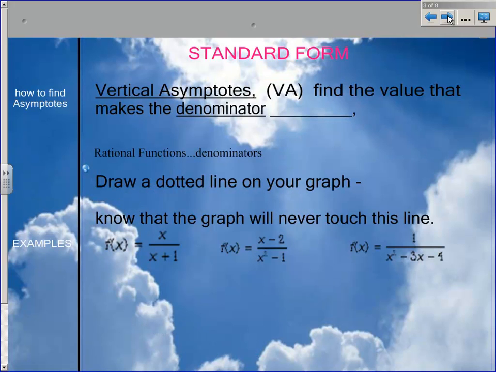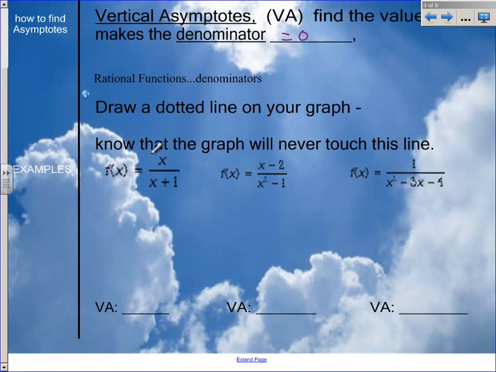Okay, so what we're going to do first is talk about vertical asymptotes, because these are probably what I graph first, and we're going to find the value that makes the denominator equal to 0. So let's take a look at a couple of examples here. Here's a function x over x plus 1. We're going to take the denominator and set it equal to 0. And that happens when x equals -1.